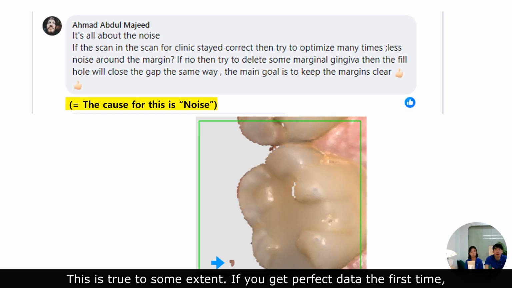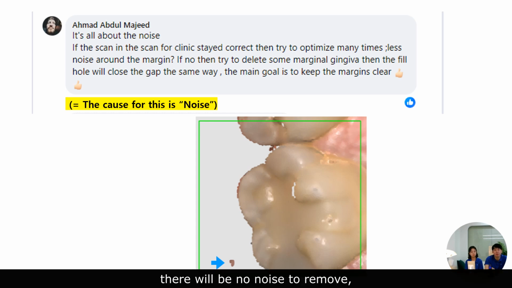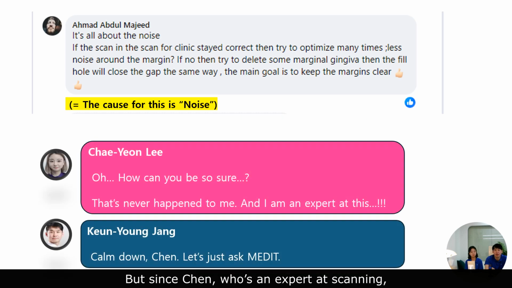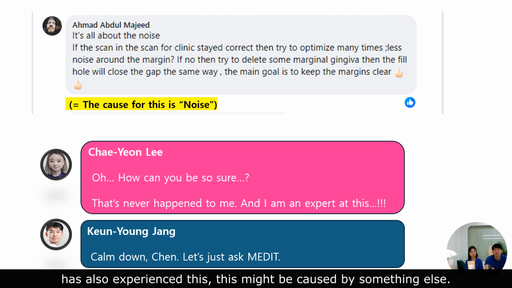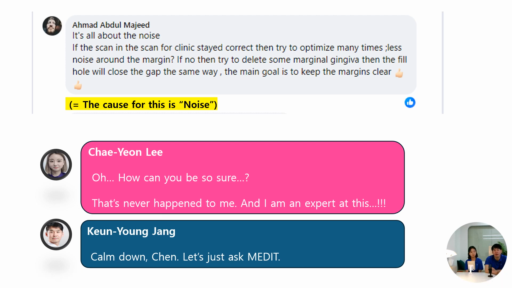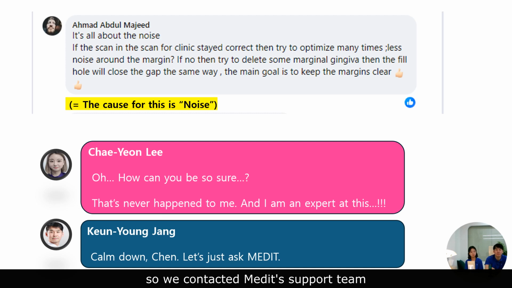If you get perfect data the first time, there will be no noise to remove, so processing will be minimal and less detail will be lost. Still, this answer is basically saying that if you are good at scanning, there is no problem. But since Chen, who is an expert at scanning, has also experienced this, it might be caused by something else. I thought we should check this as well, so we contacted the Medit support team and asked them why this situation occurs.